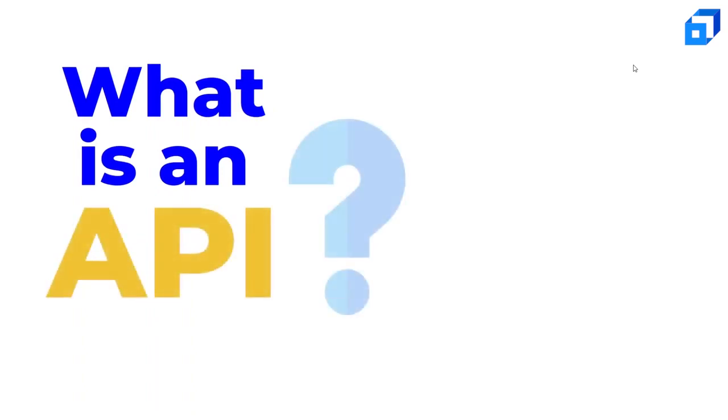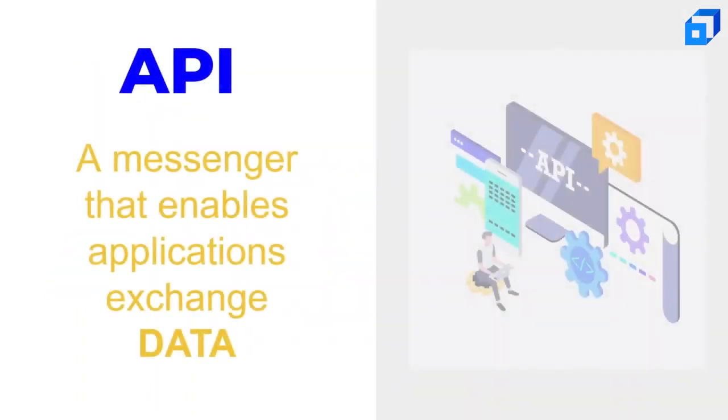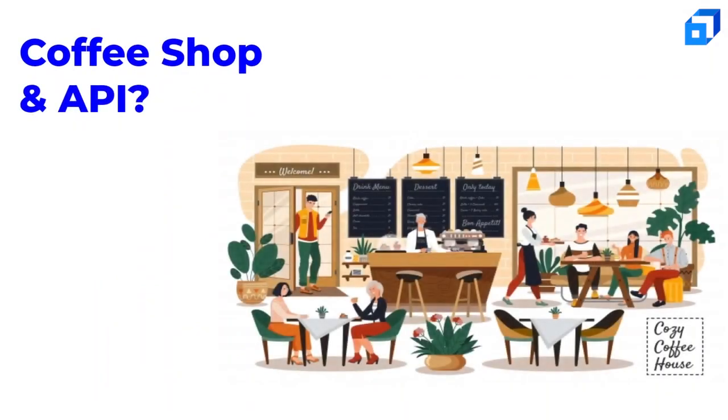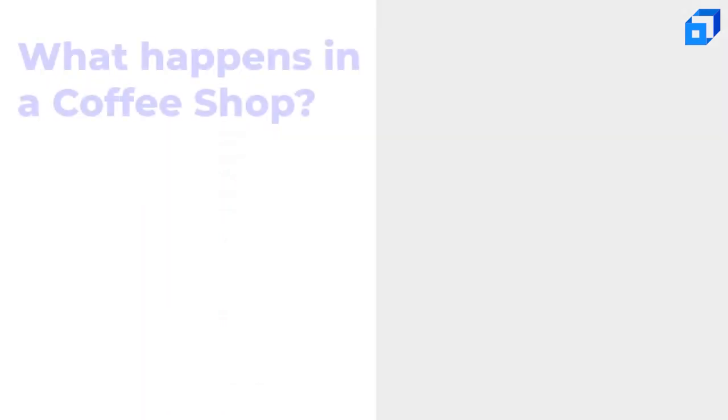What is an API? Application Programming Interfaces, or APIs, are messengers that simplify software development and innovation by enabling applications to exchange data and functionality easily and securely. Let's understand in an easy manner using the example of a coffee shop.